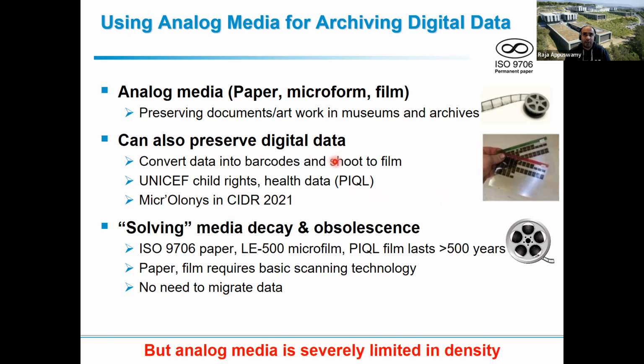So this is definitely possible, and analog media kind of solves the media decay and obsolescence issue. We know that all these media can last for more than 500 years. Paper, microfilm, film, all these can last, okay? And they require basic scanning technology. With any light projection technology, you will be able to read the barcodes off of these media. But the problem is these media are very limited in density. If you use this barcode technology, you can store maybe a few kilobytes, or maybe a megabyte, on a single page of paper. That's it. So if you're looking at storing large amounts of data, you still have a problem, right?